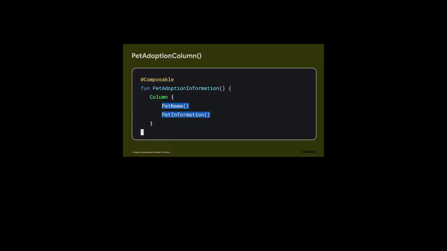To use the column layout, you create a code block saying it's a column, and inside that you can display the UI components. The first function, pet name, will display the name, and the second function, pet information, will display the information. Here we are using functions instead of writing the whole code. This is just to make it look simpler and more readable. This is just an abstraction.